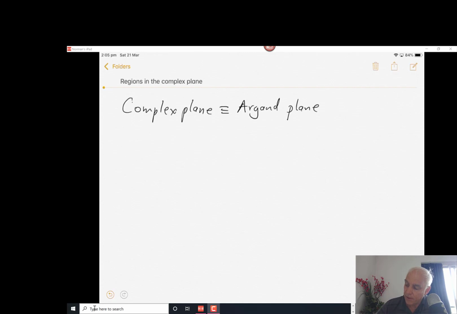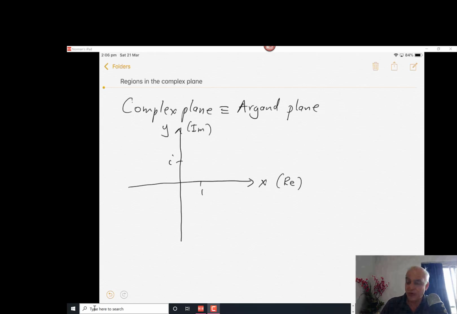So it's really the same as the usual two-dimensional plane, but now with a kind of complex focus. So x and y axis are really the real and imaginary axis. So this is like the real axis. This is like the imaginary axis. And what we want to do is describe certain kinds of regions.